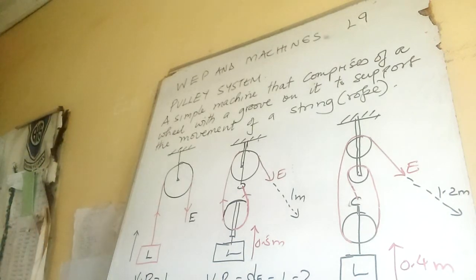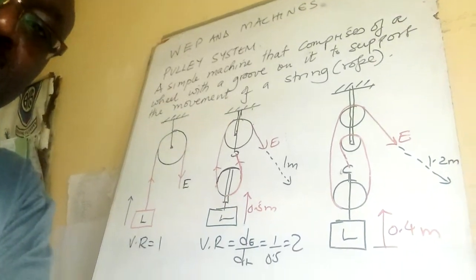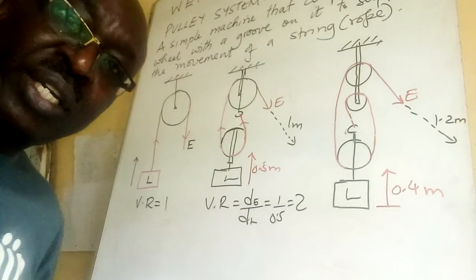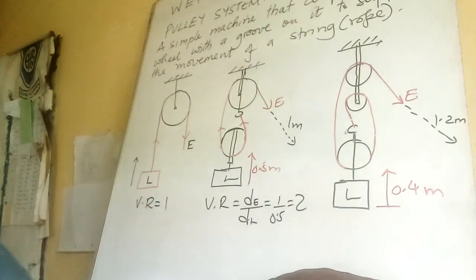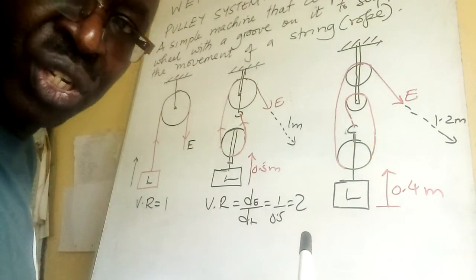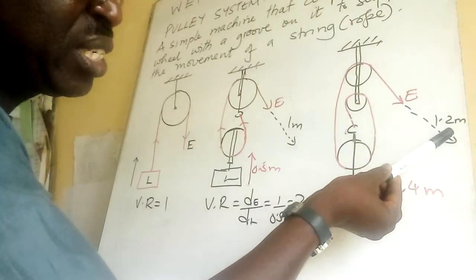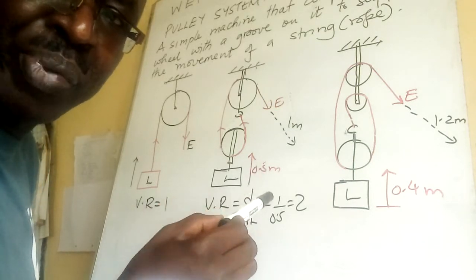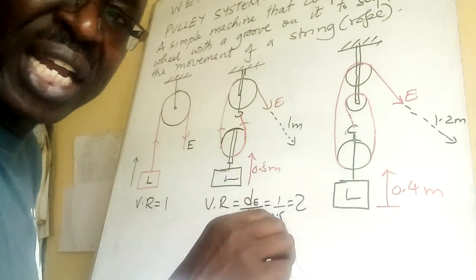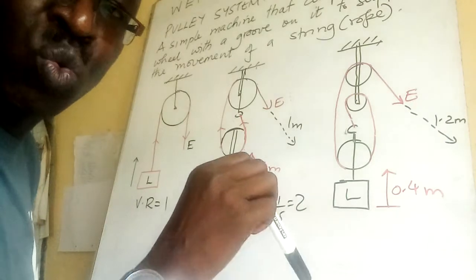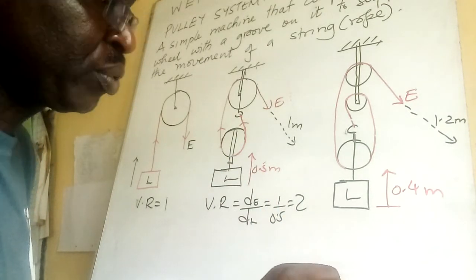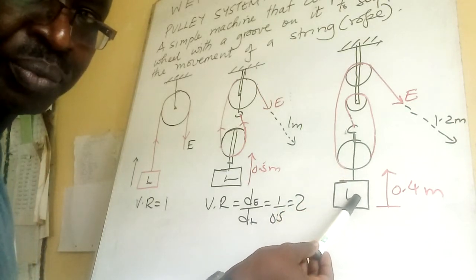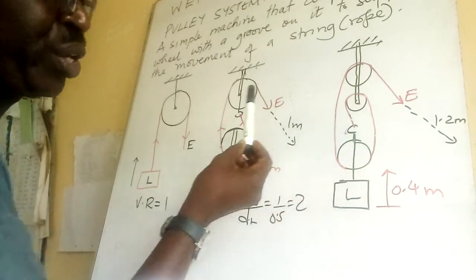So, let me focus the camera. I want just to focus the camera so that I have some space to write. At the same time, we still refer to our diagrams. So I have some space down here. I will just remind you, the distance moved by effort will always be shared by the pieces of the string that support a pulley whose lower end holds the load. This is the pulley that holds the load.